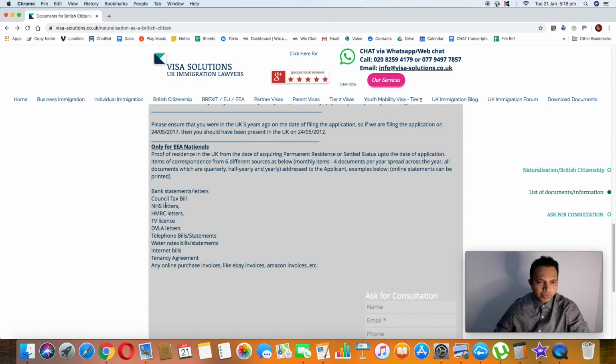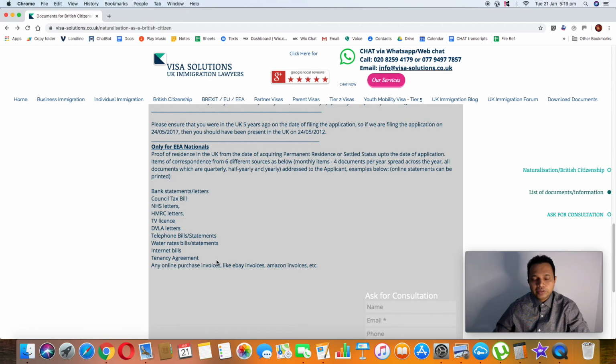These are the examples. Prefer to give documents from government sources such as council tax, council, NHS, HMRC, TV license, DVLA, DWP, etc. That would be the first preference. The second preference would be, if you don't have many of those documents, bank statements, letters from employers, payslips, P60s, P45s would come under HMRC documentation. Any utility bills, telephone, internet, broadband, etc.